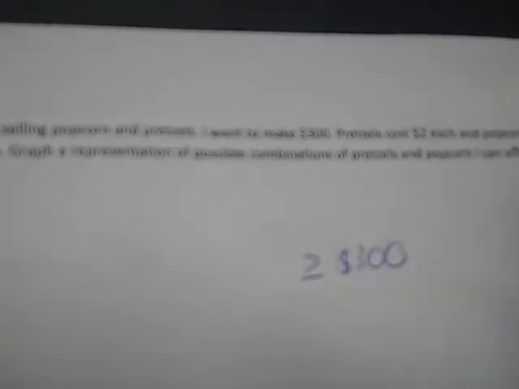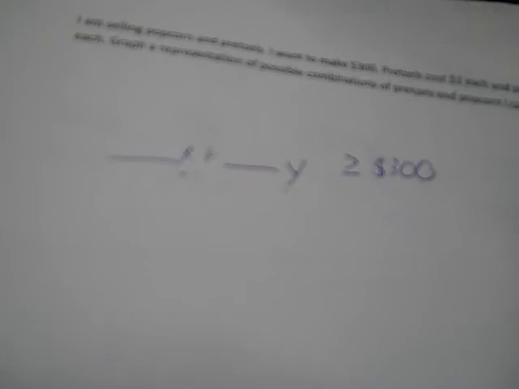Okay. Selling pretzels and popcorn, I want to make $300. Pretzels cost $2 each, and popcorn costs $2.50 each. Graph a representation of combinations of pretzels and popcorn I can afford to sell. So let's have X be pretzels and Y be popcorn. Now, to graph this, you want to make $300. You can go over that if you're the one selling it, so greater than or equal to. And then go blank X plus blank Y.